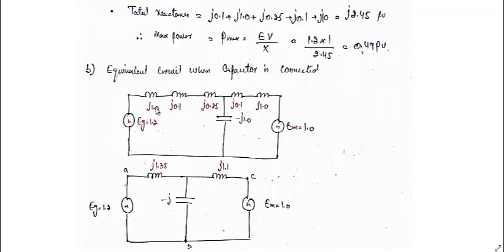So the equivalent reactance of these three reactances and two reactances are put together at this point and at this point respectively. So this will be J1.35, that is put over here, and this will be J0.1, J1.0, that will be J1.1.